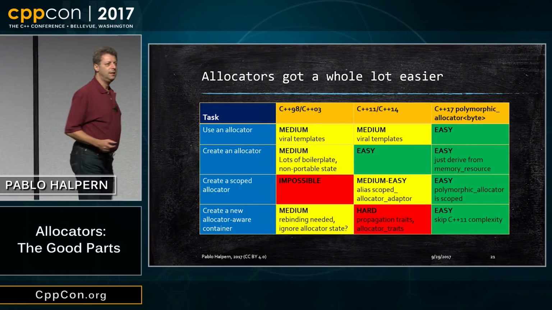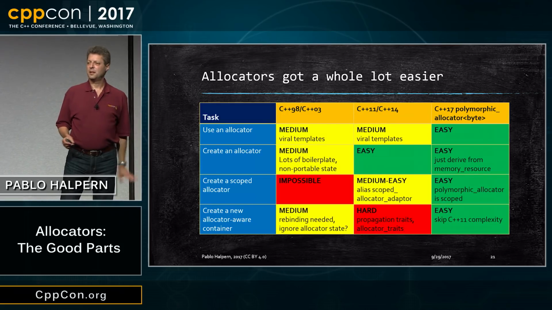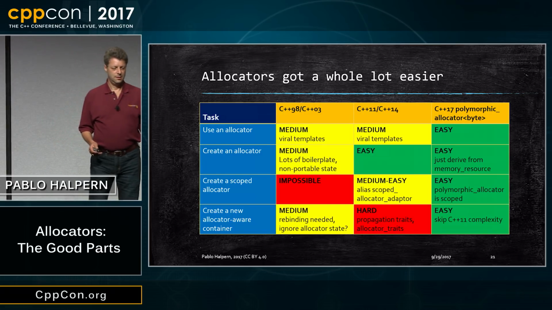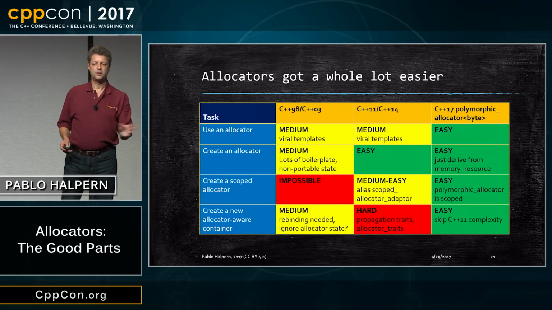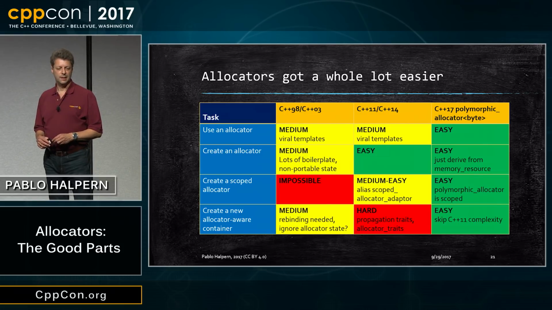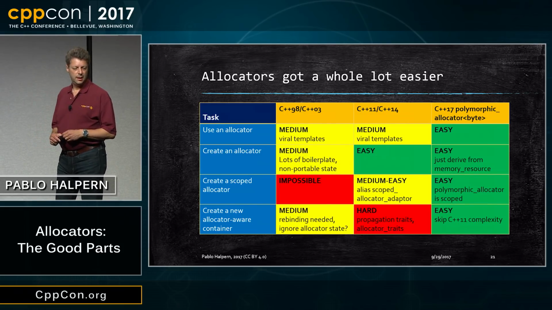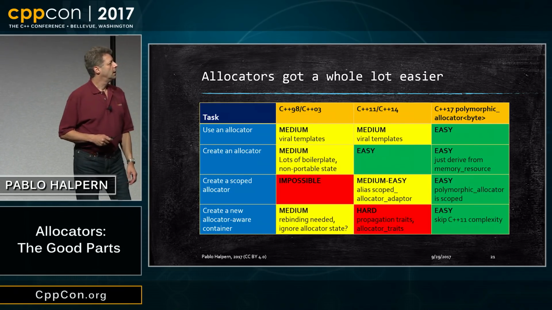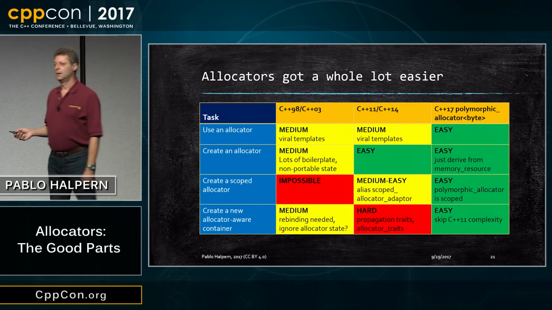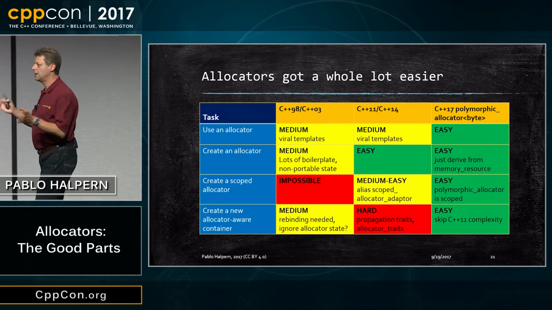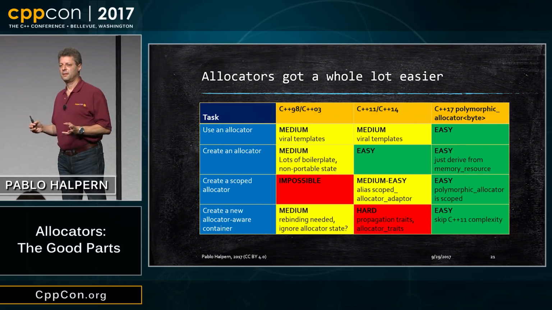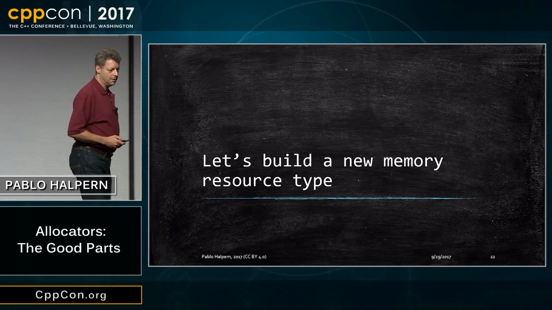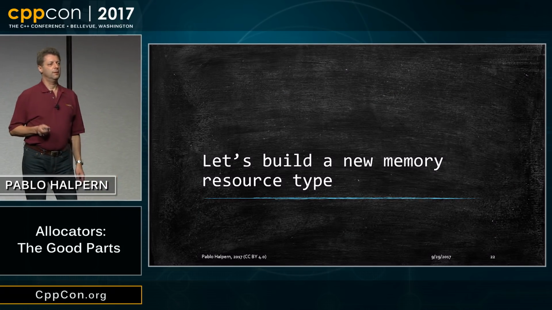But then in C++17, which is available to you now through that GitHub repository, we made all of these things easy. Creating a new allocator is as easy as just deriving a new memory resource. And the polymorphic allocator is already scoped for you. And the most important thing, which I'll point out, is the lower right corner. The allocator-aware containers can skip all of that complexity. If you're willing to stick to the idiom, that polymorphic allocator<byte> is the be-all and end-all of allocators. So we're going to get to that right now.